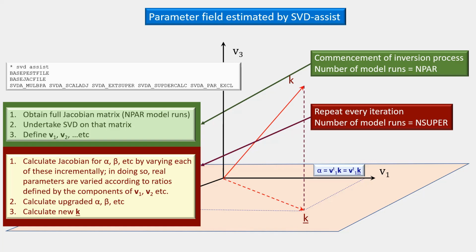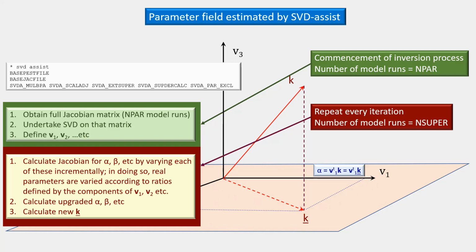Everything is automated. During every iteration of the SVD assisted inversion process, PEST then retains the original null space solution space subdivision that was defined during the original singular value decomposition. PEST then works entirely with superparameters. During every iteration, when it runs the model to build a Jacobian matrix, when it varies each parameter incrementally in order to fill that matrix, it doesn't vary the base parameters anymore, it varies the superparameters. That means it varies the base parameters in combinations defined by the components of little v1, little v2, etc.